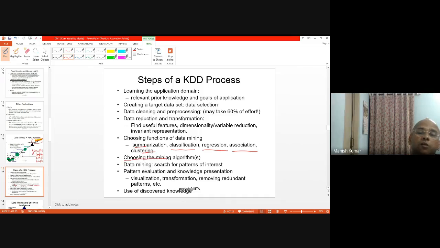As I already told you, choosing the mining algorithm is a big issue. There are no hard lines and there is no algorithm through which you can say that I can choose the algorithm. It is very much logical in nature, and the person involved in the analysis applies all the knowledge of the domain, background knowledge, knowledge of the data, and conversations with the customers to decide which algorithm to use for a particular task. It may be one algorithm or multiple algorithms. After that you search for patterns of interest, which comes under pattern evaluation, and then knowledge presentation, where you visualize the knowledge.